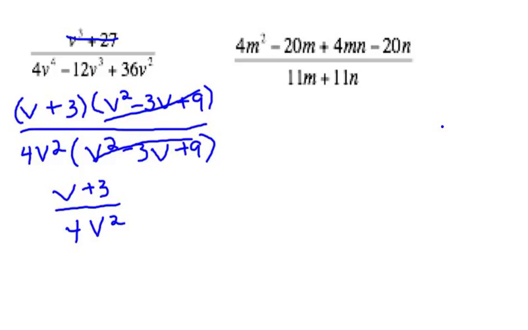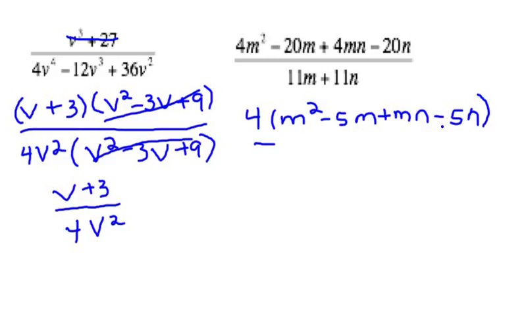This has 4 terms, so I use grouping, but before I use grouping, remember I have to look for a GCF. There is a common 4 in all of those, so I factor out the 4, and that leaves me m squared minus 5m plus mn minus 5n. That still has 4 terms, so I use grouping. Well, first let's go down and do our denominator so it won't look so sloppy. I'll have 11 times the quantity m plus n. Okay, back up to the numerator.